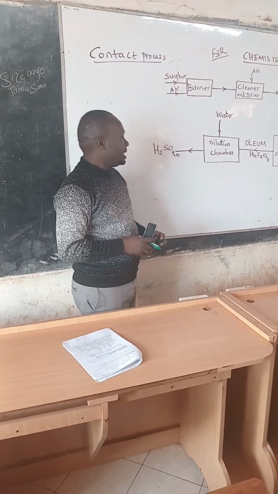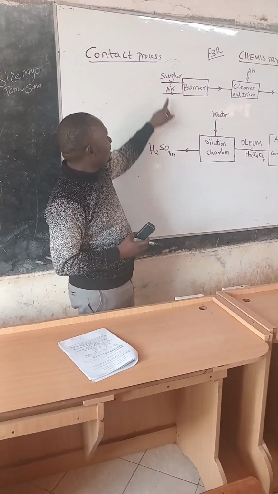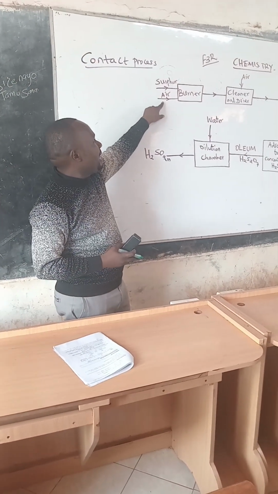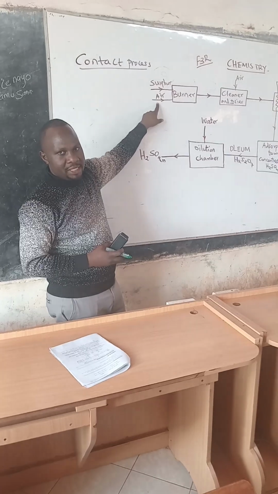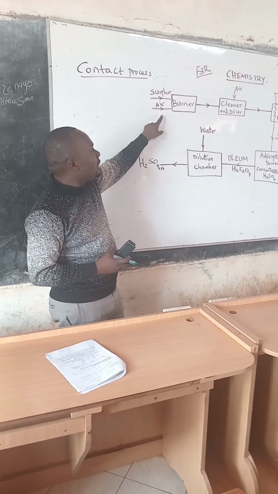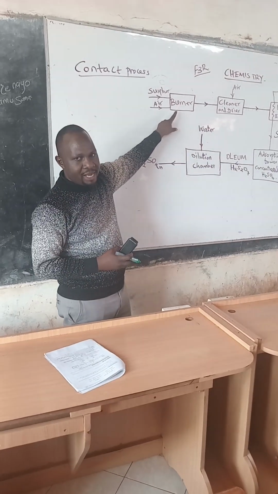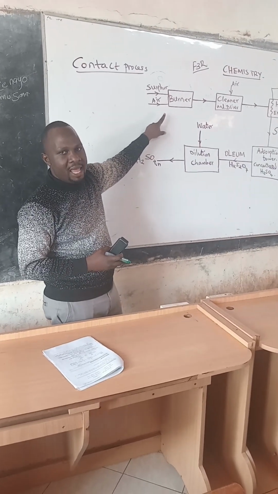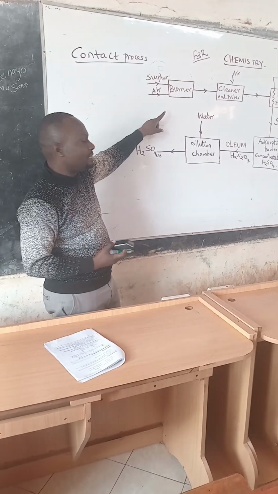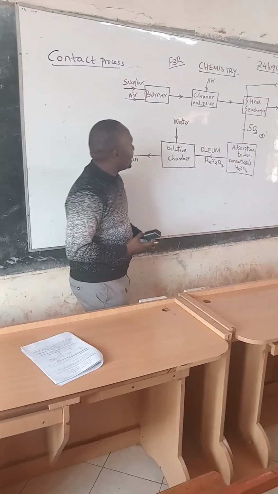If you look at this flow chart, it's a guide on how the process can be carried out. In the first step, we have sulfur, which is going to react with air. So in air, it is going to react with oxygen for us to produce sulfur 4 oxide gas. So in the burner, as the first chamber, sulfur is going to burn in air. In simple terms, it is going to react with oxygen to give us sulfur 4 oxide gas.